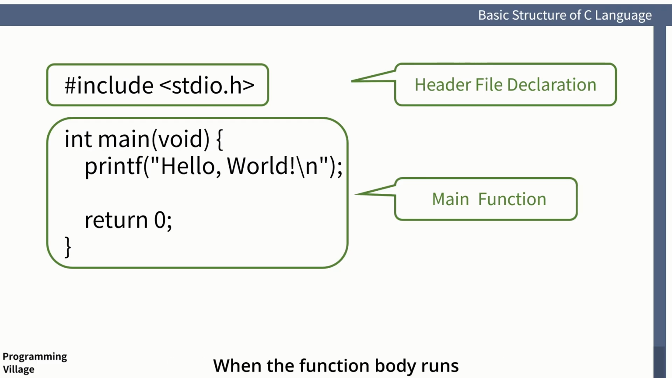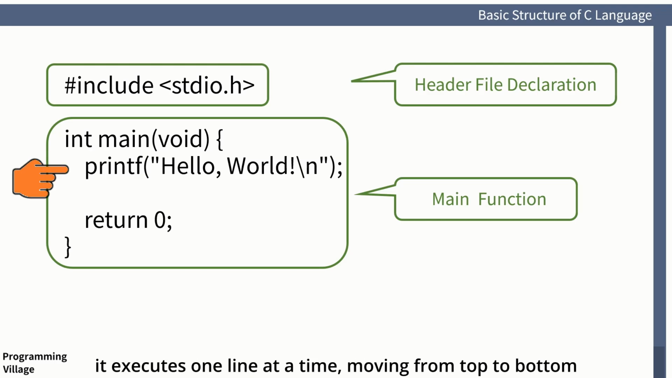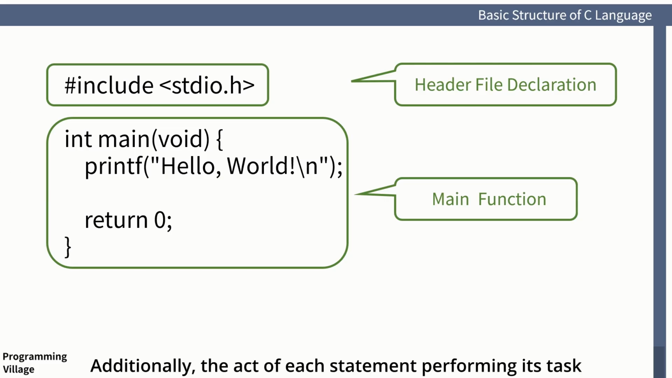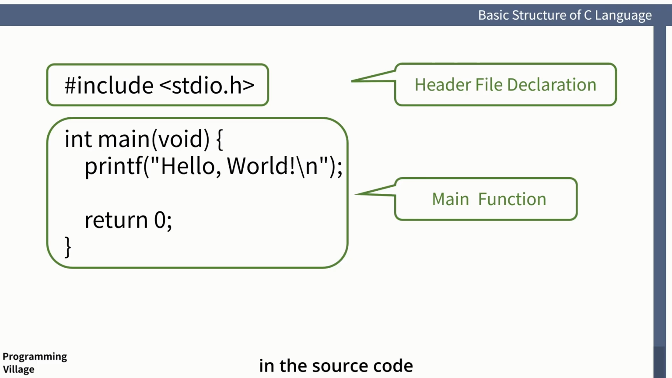When the function body runs, it starts from the first statement following the opening curly brace. That is, it executes one line at a time, moving from top to bottom. Additionally, the act of each statement performing its task in the source code is referred to as executing the statement.